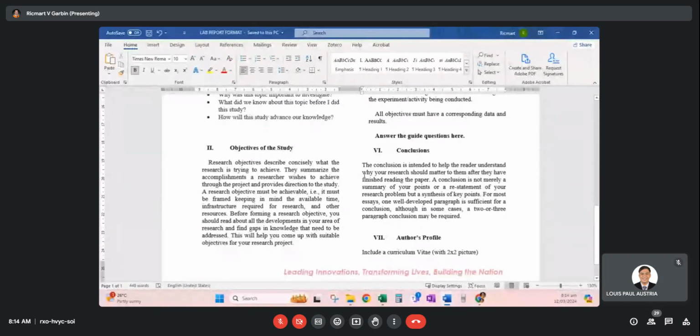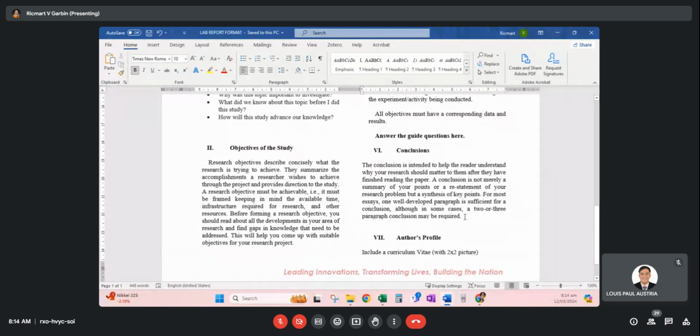Then your conclusion. So conclusion is intended to help the reader understand why your research should matter to them after they have finished reading the paper. And a conclusion is not merely a summary of your points or a restatement of your research problem, but a synthesis of key points. And so for most essays, one well-developed paragraph is sufficient for a conclusion, although in some cases, a two or three paragraph conclusion may be required.